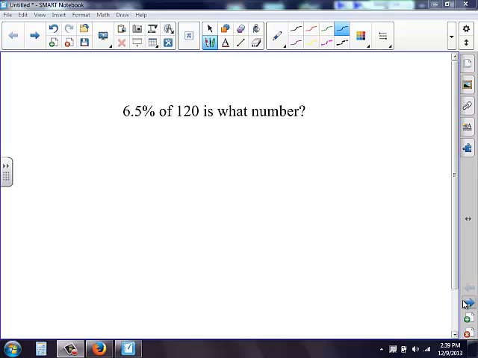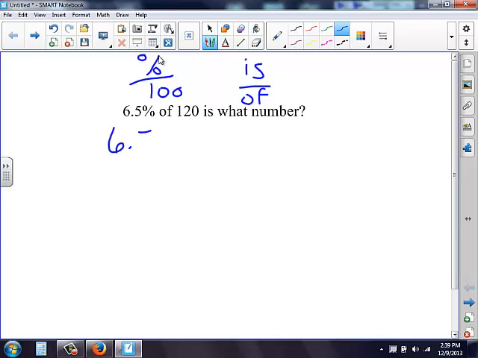Okay, we have 6.5% of 120 is what number? Percent over 100, and is over of are our key fractions there. So 6.5 goes over 100 because that's my percent. Equals is of 120 is what number? I'm looking for the is part. The 120 goes on the bottom because that's my of part.